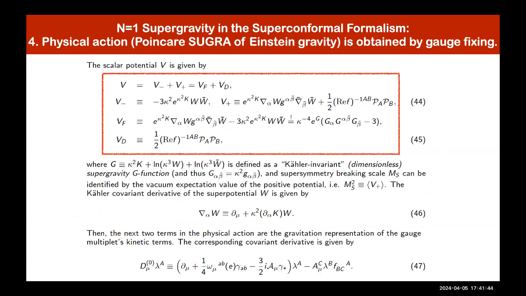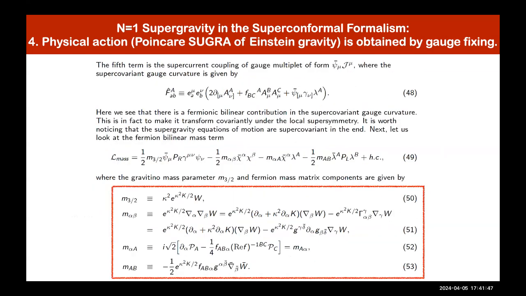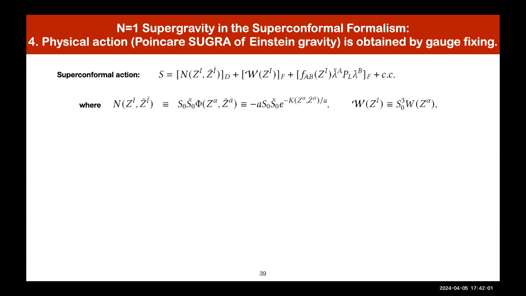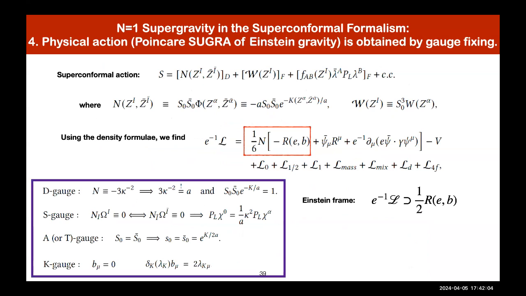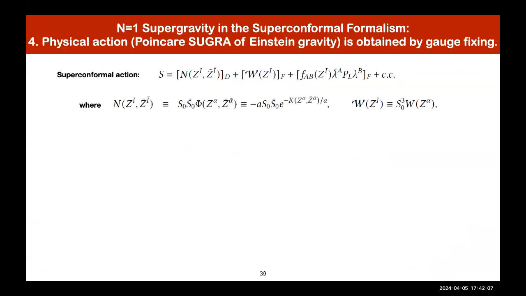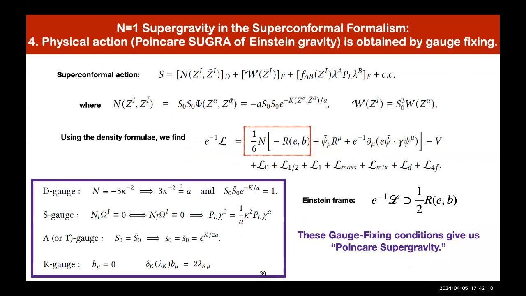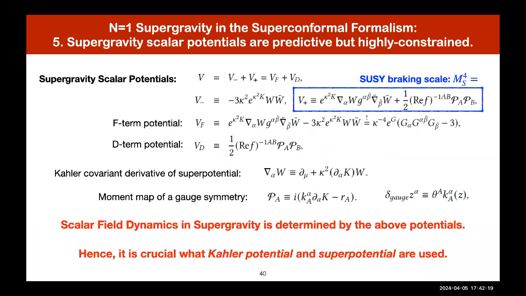So in the end, also the masses of all the fields can be determined by the superpotential and the scalar potential as well. So the thing is that we can have the Einstein-Hilbert actions by gauge fixing these guys easily. And then the supersymmetry breaking is related to the following.